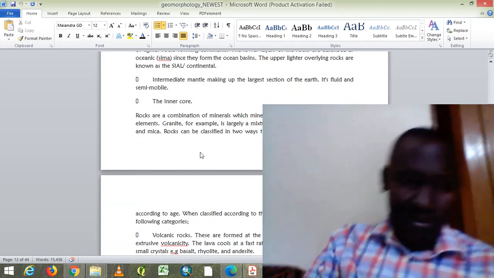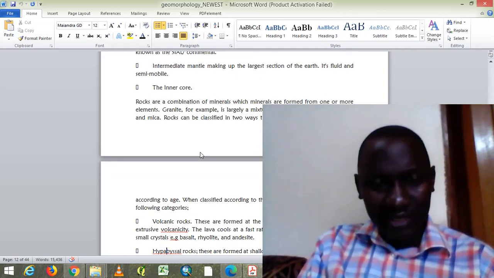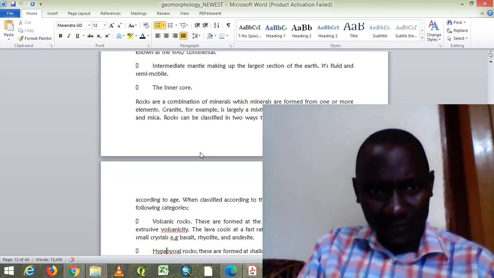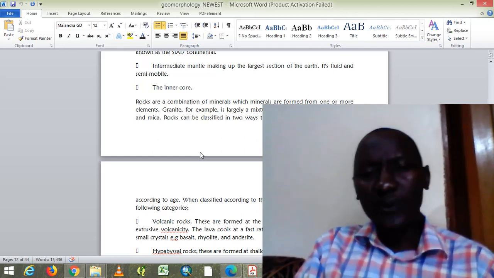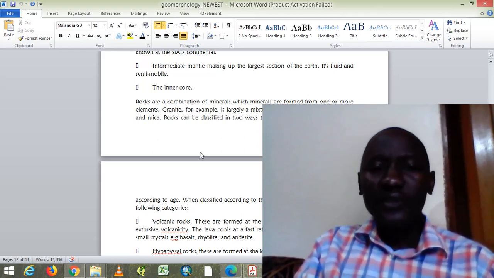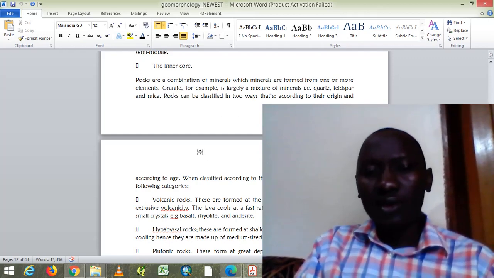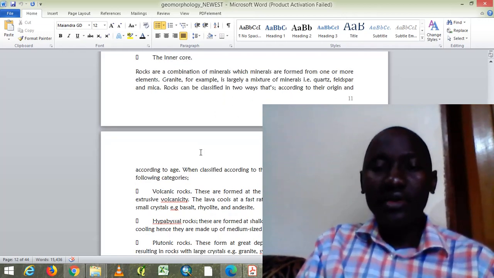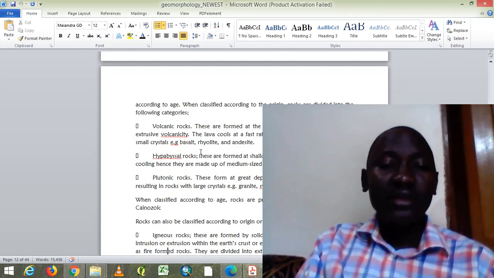But we shall explain the structure of the Earth more as we go ahead. Since we have said that the structure of the Earth is made up of rocks, we need to define what rocks are. We say rocks are a combination of minerals which are formed from one or more elements. For example, granite, which is largely a mixture of the minerals quartz, feldspar, and mica. Rocks are classified in two ways, according to their origin and according to age.